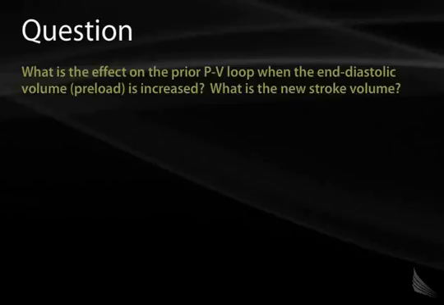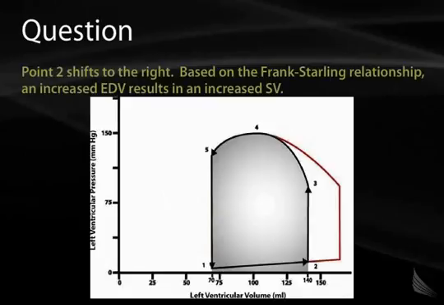What is the effect on the prior pressure volume loop when the end diastolic volume, or preload, is increased? What is the new stroke volume? An increased end diastolic volume causes point 2 to shift to the right. Because of the Frank-Starling relationship, an increased preload, or end diastolic volume, causes an increased stroke volume. And as you can see, the end systolic volume here stays the same at 70.